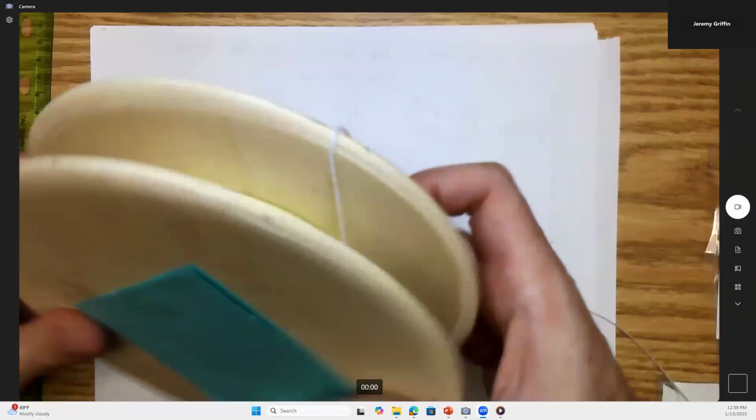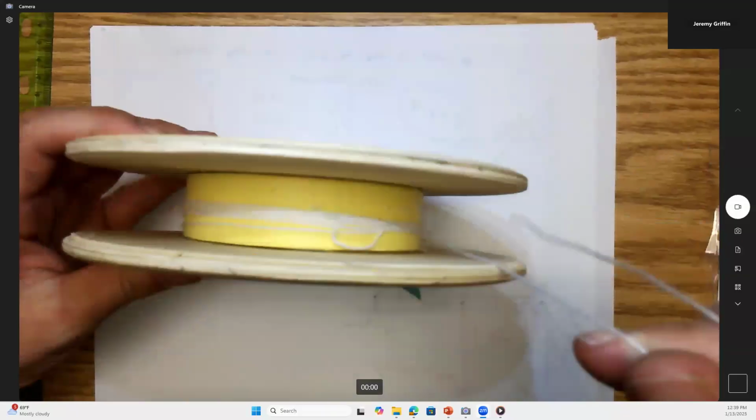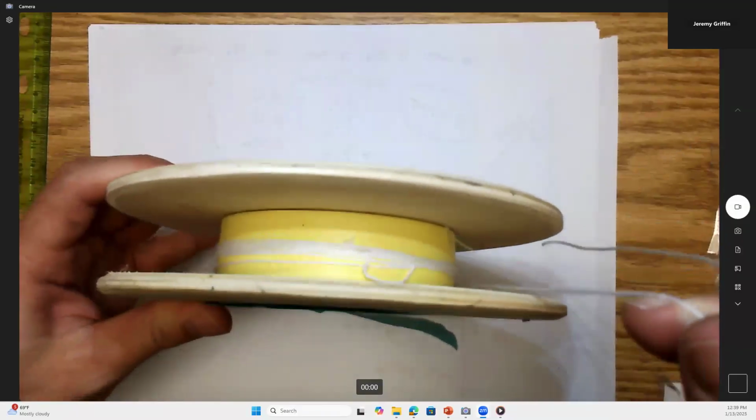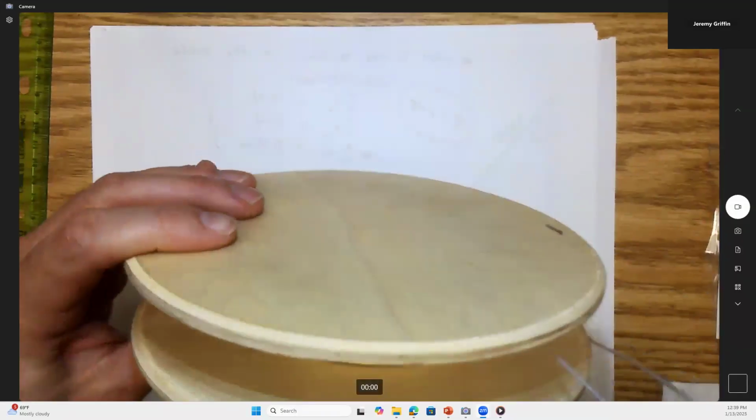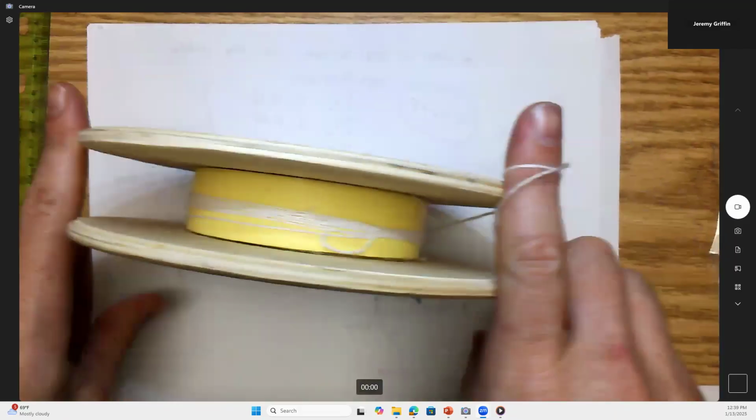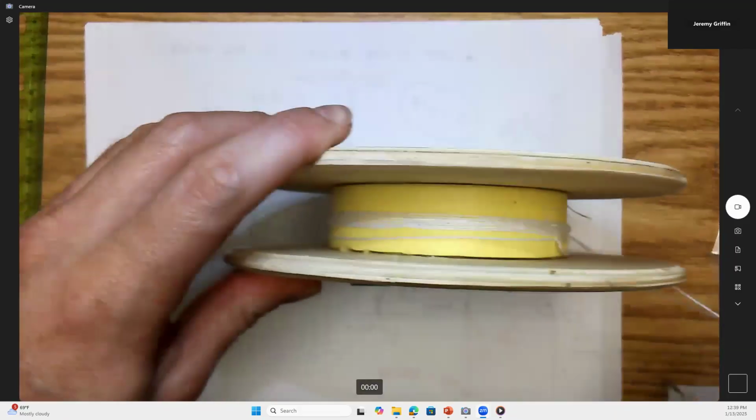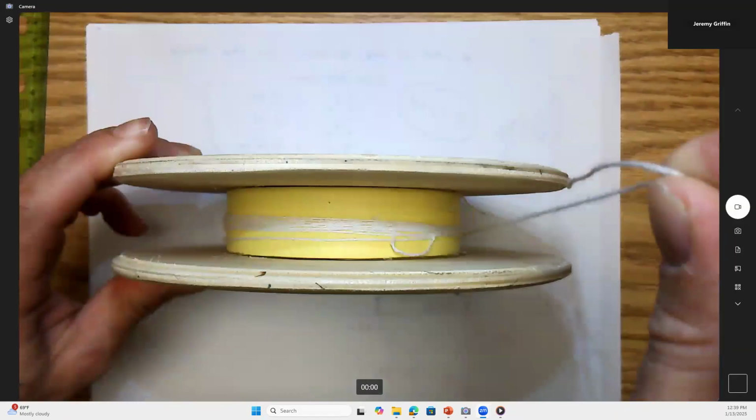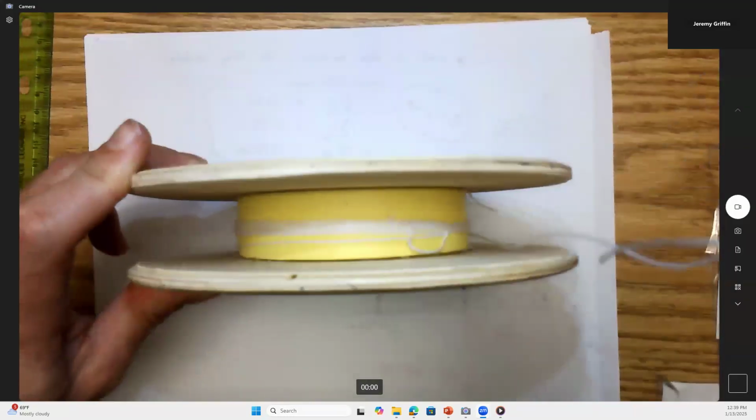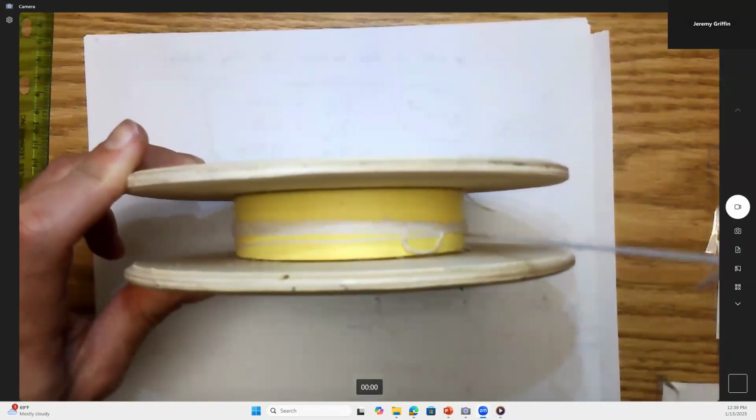So if you guys see, I got a string wrapped around that small circle on the inside, small diameter. But this large diameter circle, maybe you could roll around the outside. See it? So I'm going to pull the string a few different ways. First, I'm going to pull it straight up. You guys see I'm pulling the string straight up?